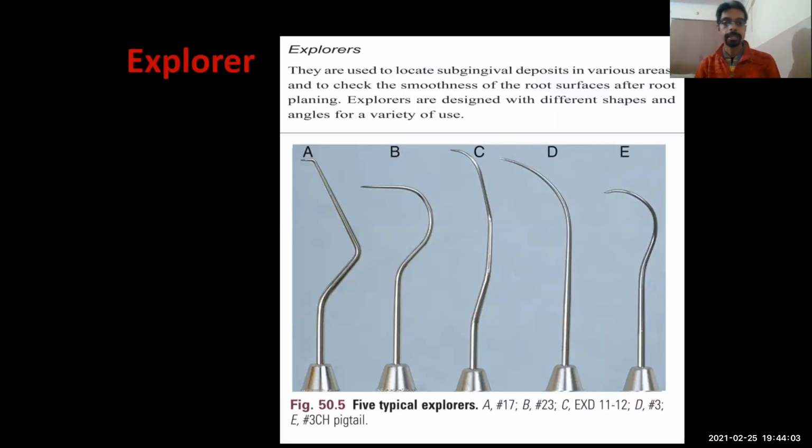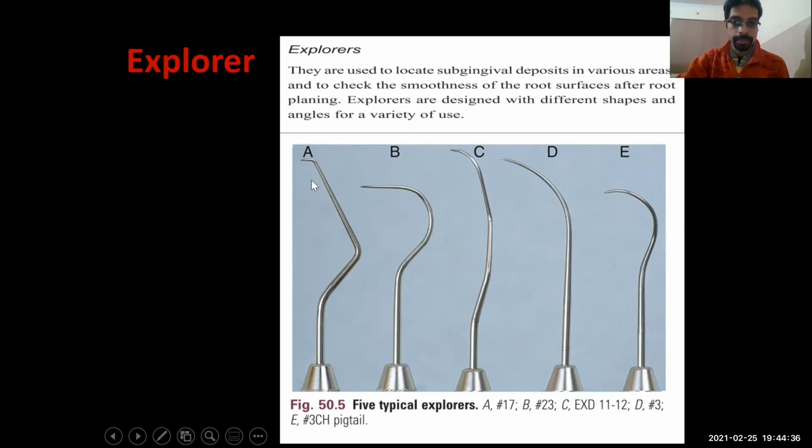Now coming on to the second type of instrument, that is explorer. They are used to locate the subgingival deposits in various anatomies or areas and to check the smoothness of the root surfaces after root planing. Explorers are designed with different shapes and angles for a variety of usage. The most common combination of explorers which we use is A and B. This must be seen by every individual. One side is like this and the other side is like this.